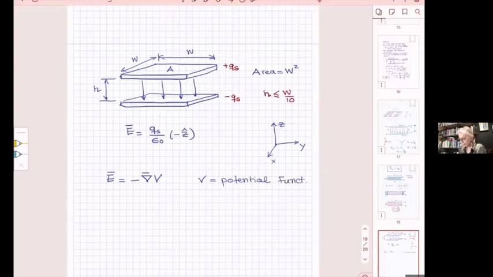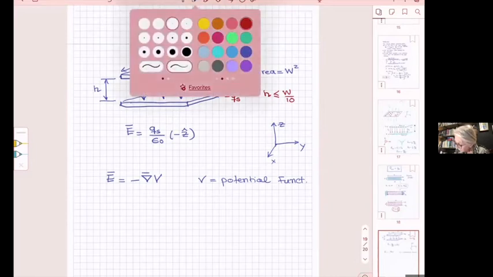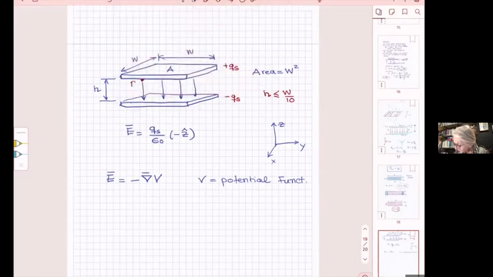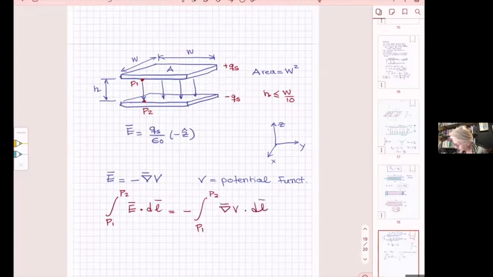If we take this and integrate, let's assume that I have 2 points. I'll put them in red. So this point is P1, and this point on the other end is P2. What I do right now is take the line integral from P1 to P2 of E dot dl, and this is going to give us the integral from P1 to P2 of the gradient of V dot dl.